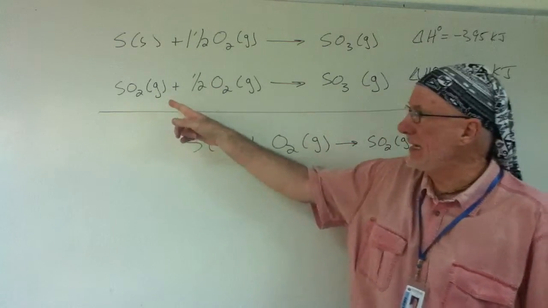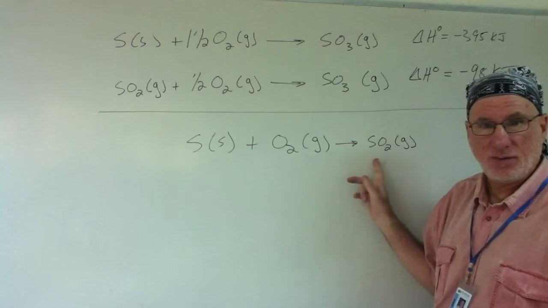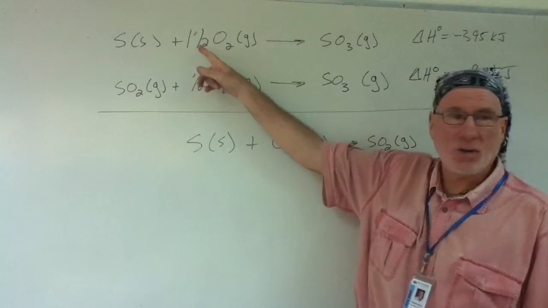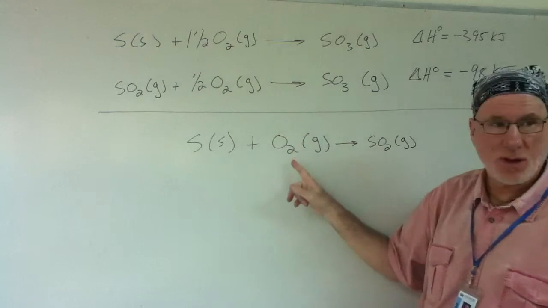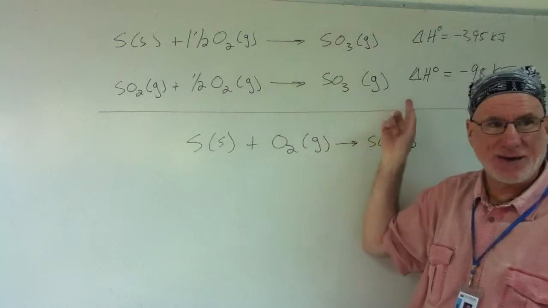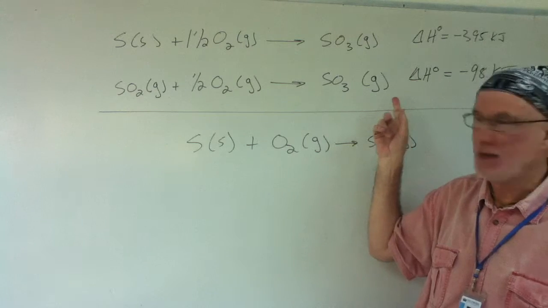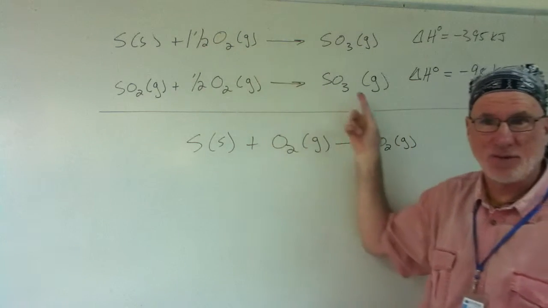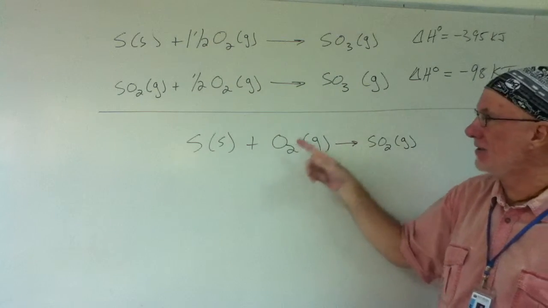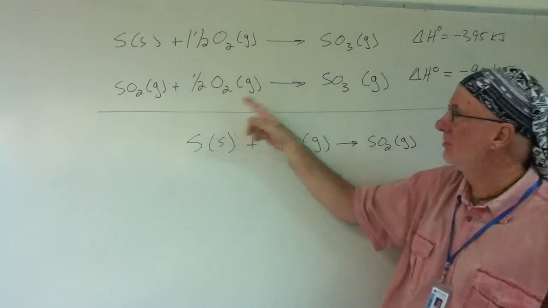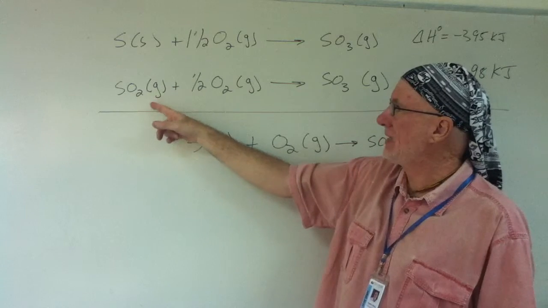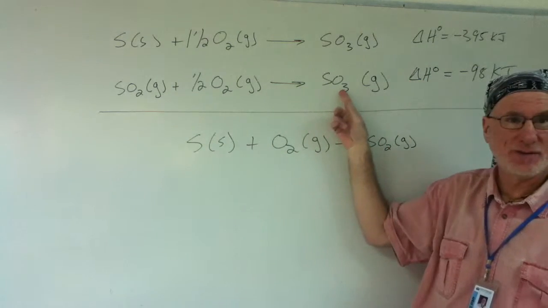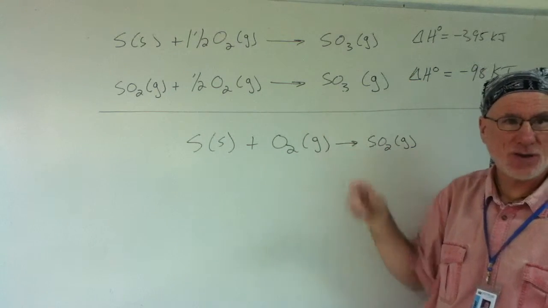So you see that the SO2 is over here, and I have 1.5 moles of O2 here, but I only need 1 mole. But if I reverse the bottom one, I could cancel 0.5 mole of O2, and I could cancel the SO2. I would get the SO2, and I'd cancel the SO3. See that? So shall we try that?